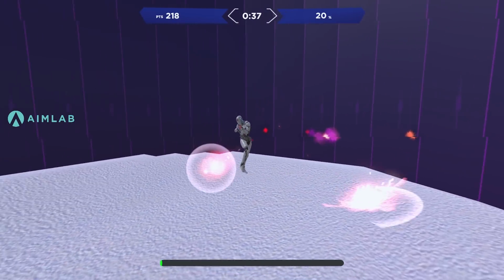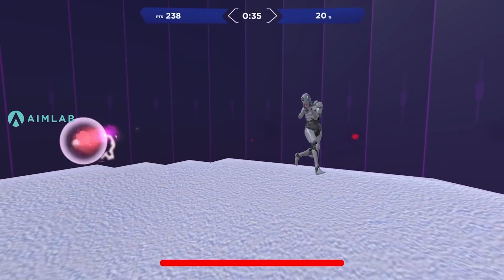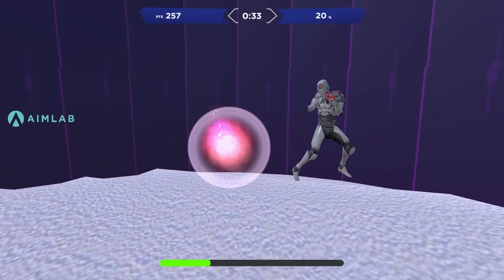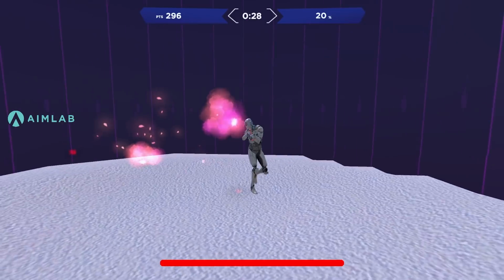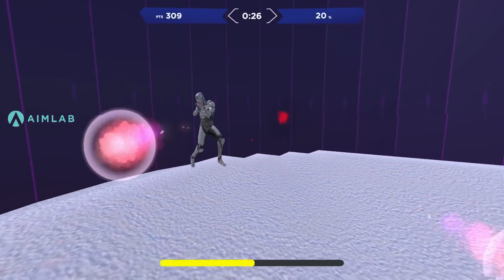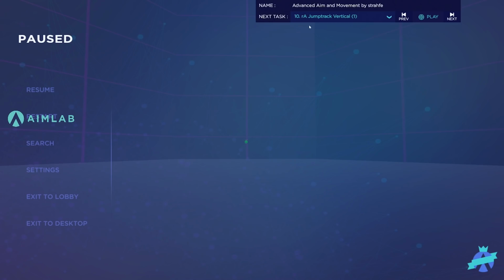And on top of that, you also have to have good accuracy on the target, which is why I think this overload of practice and inputs is just kind of a good training method, and it's pretty high stimulation to improve. So next up here, we have RA jump track vertical.